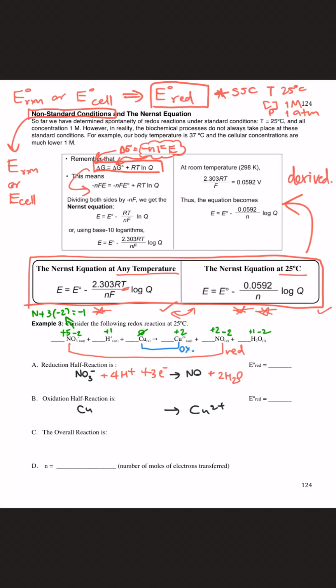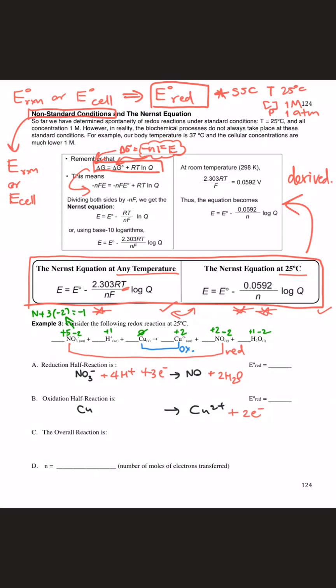Now let's take a look at the oxidation half reaction. The oxidation half reaction involves only copper to copper 2 plus. So this one is simple. The number of elements is already balanced. The next thing is to balance the charge. You will need to add 2 electrons on the right hand side to make this neutral, the same as this. So now that should be balanced.